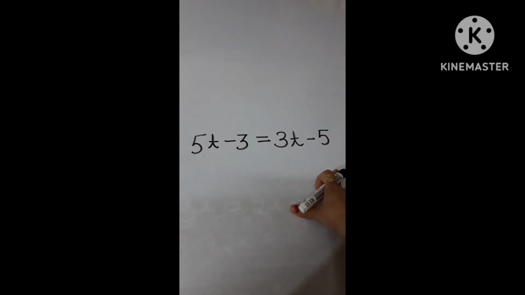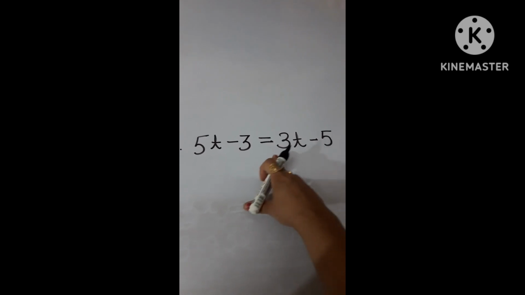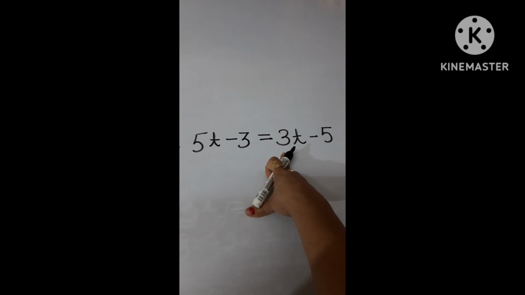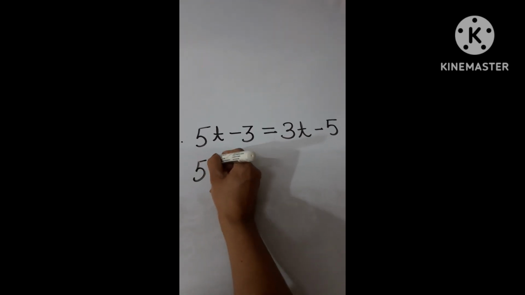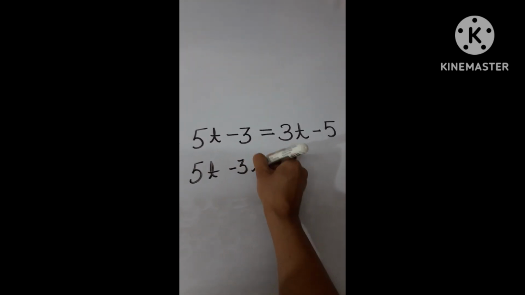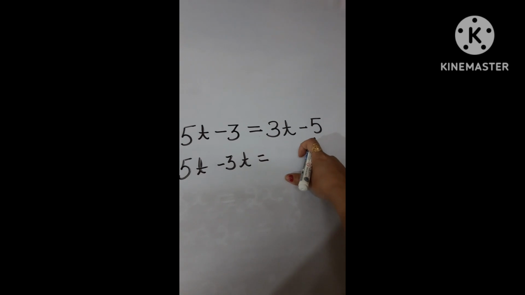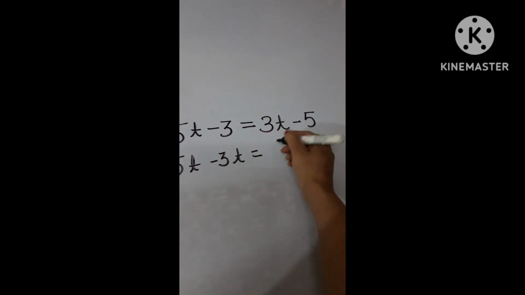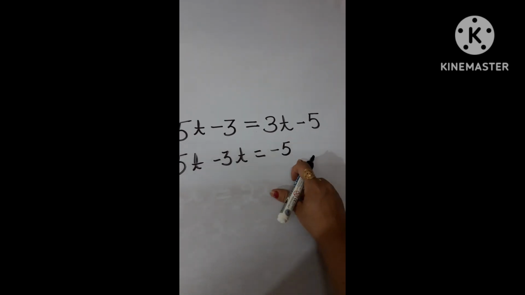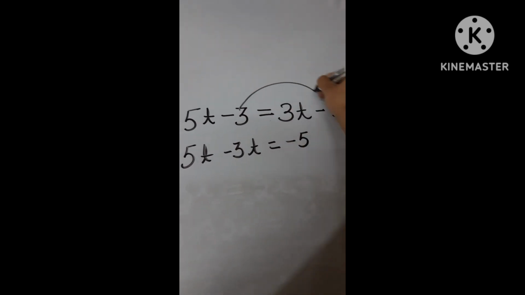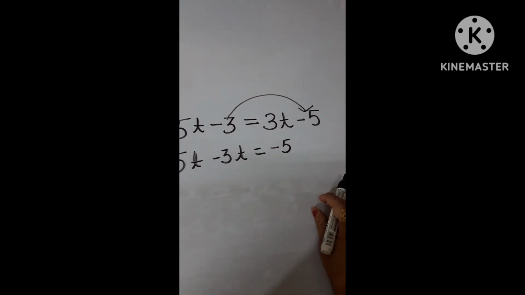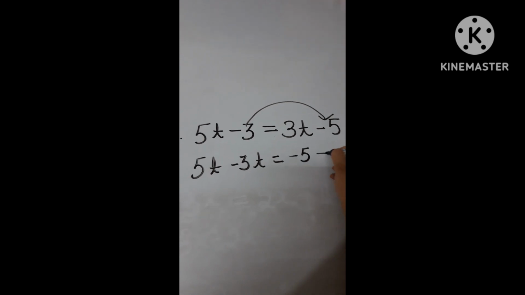And whenever I will be changing the side, I have to take care about the sign also. If you can see here, the sign of 3t here is plus. If I will be changing its sign, this 3t will become minus 3t. Okay, so 5t minus 3t is equal to, now this minus 5 is at its own position, so I will be writing minus 5 as it is. Now I will be changing the side of minus 3 over here, so minus 3 will become plus 3.